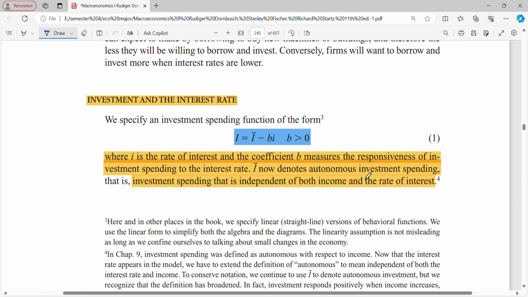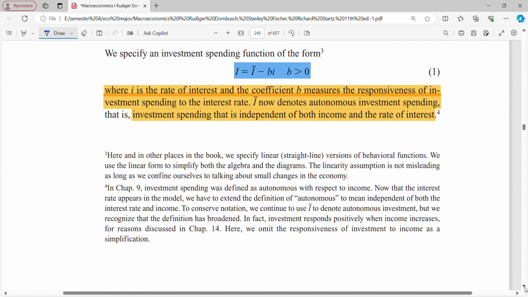So from this function we can get that if the interest rate is higher, this investment spending will be less, such that if b is higher, that is, if the responsiveness is higher, then investment will be less. If b is less, that is, the responsiveness to interest rate is less, then the investment will be higher. With examples you'll get more clarity on that.